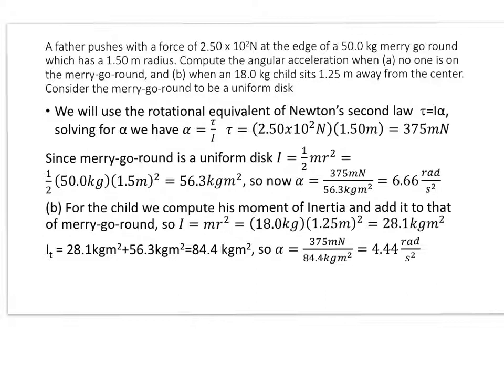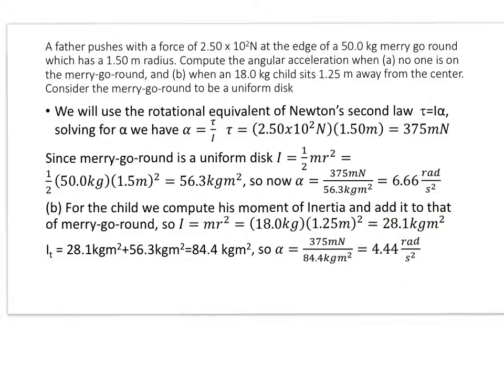Okay, now for the second part, where the child is sitting at this distance away from the center, we need to compute the moment of inertia of the child sitting there. So we are assuming that the child is sort of a single point on the merry-go-round. So we're going to compute his value of I as being mr squared. So we've got the mass of the child times his distance from the center, 1.25 meters, squared. So that gives us 28.1 kilograms square meters.